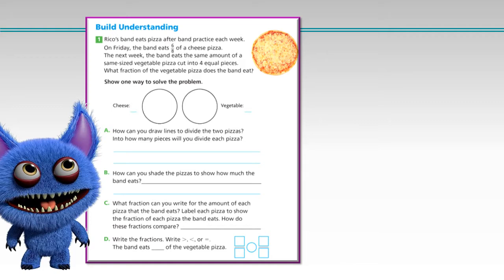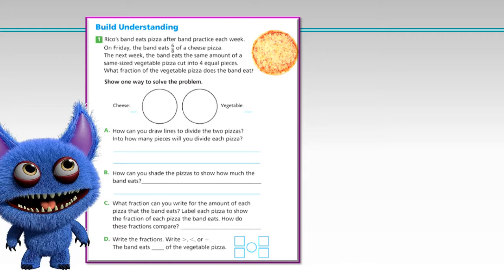So if we were doing our first read, what is the situation about? What information is it giving us? Well, we know we're talking about pizza, and it's a band, and they eat pizza every week. And they're comparing the pizzas and how they were cut on 2 different weeks. And we know that each pizza is the same size.